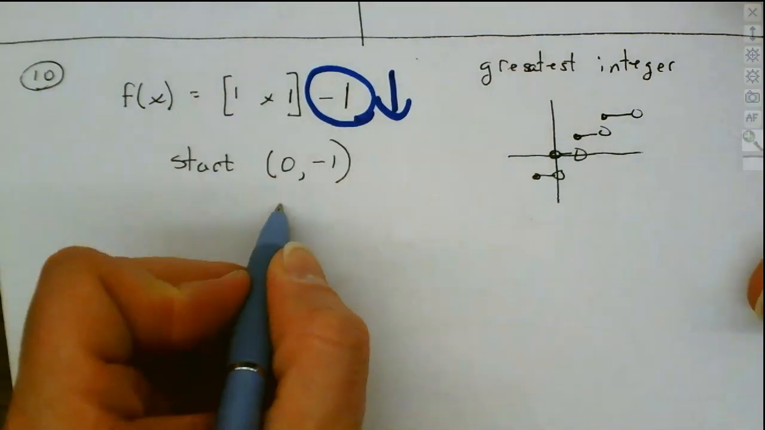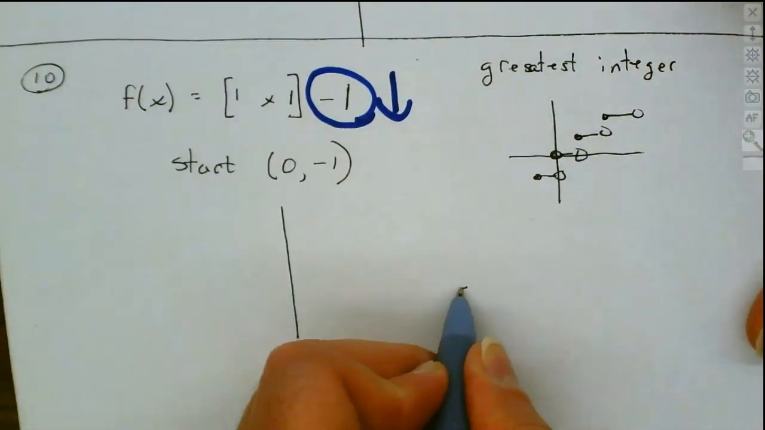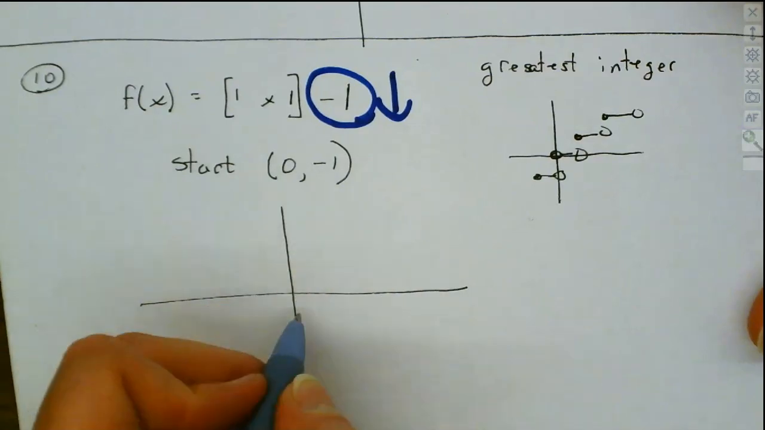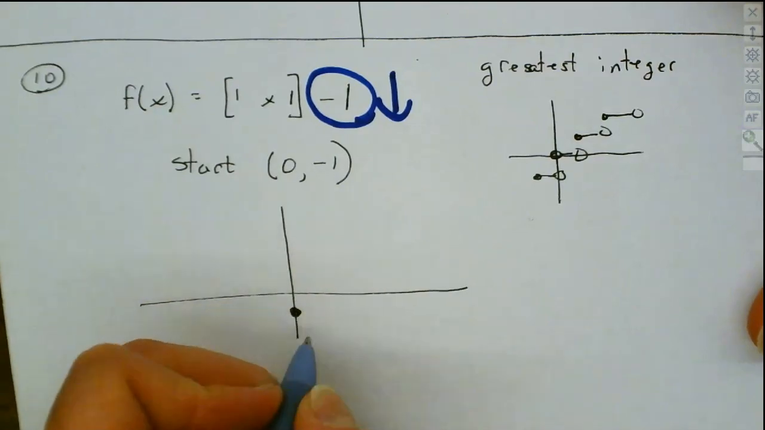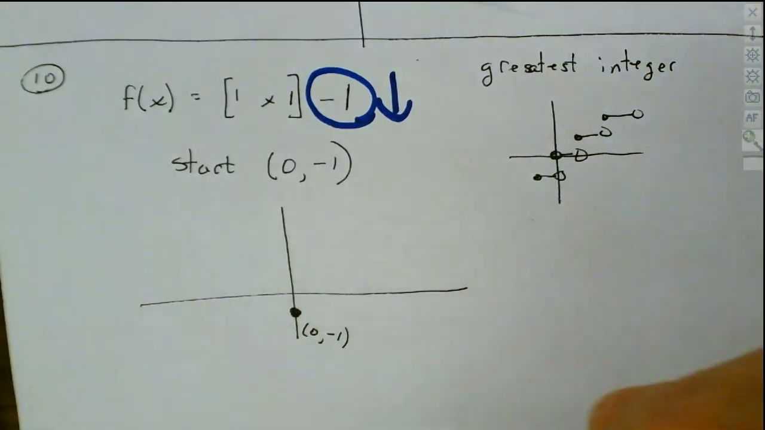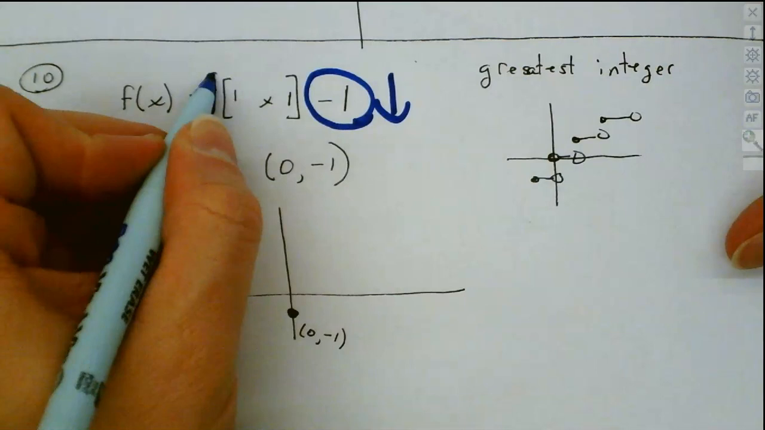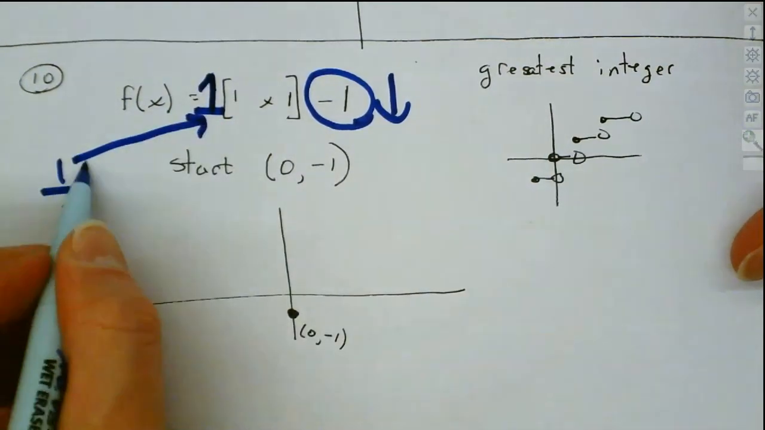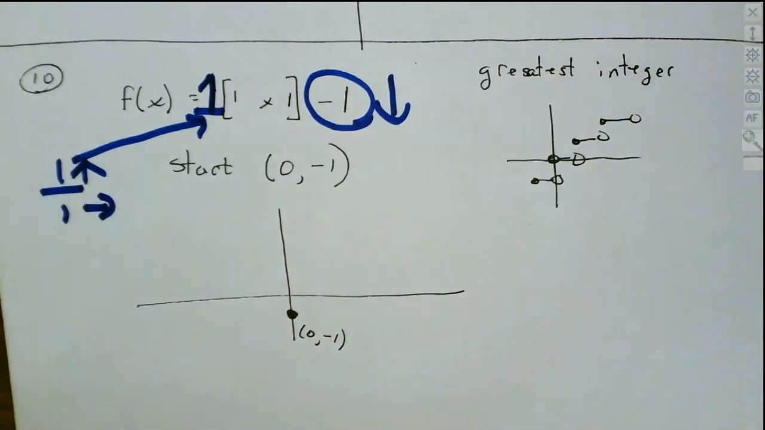And where we start, we have to use a closed circle. So we start 0, -1. So that's right here. Down 1 unit. There is no number in front. If there's no number in front, we know there should be a 1 there, right? So that's going to be up 1 and over 1.